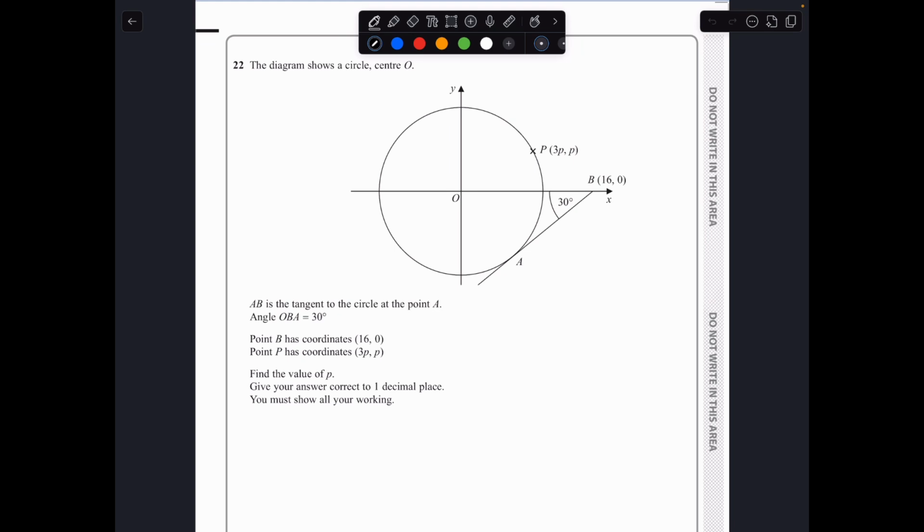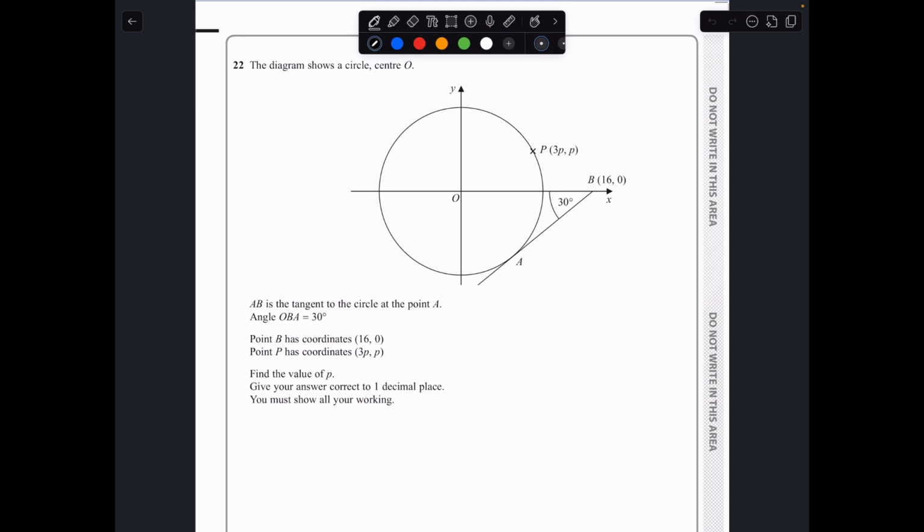Now we're told AB is the tangent to the circle at the point A, and the angle OBA is 30 degrees. Then we're also told the coordinates of point B and an unknown coordinate that we're labeling point P. And what we've been asked is to find the value of P.